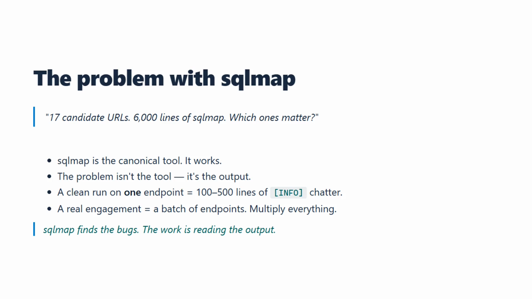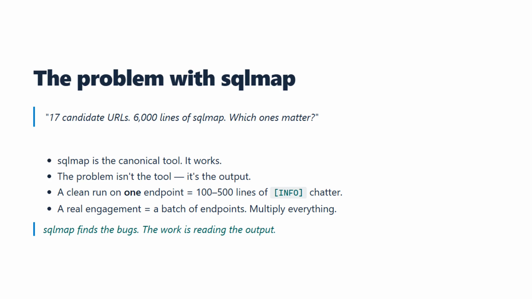Imagine you're 3 days into a web app pen test. Yesterday's recon turned up 17 candidate URLs: login flows, search endpoints, the password reset form, a handful of admin paths. Today you point sqlmap at each. By lunch, you have 6,000 lines of sqlmap output across 17 sessions. And the question your engagement lead is going to ask you is, which of those 17 endpoints can an attacker actually use to read the database?